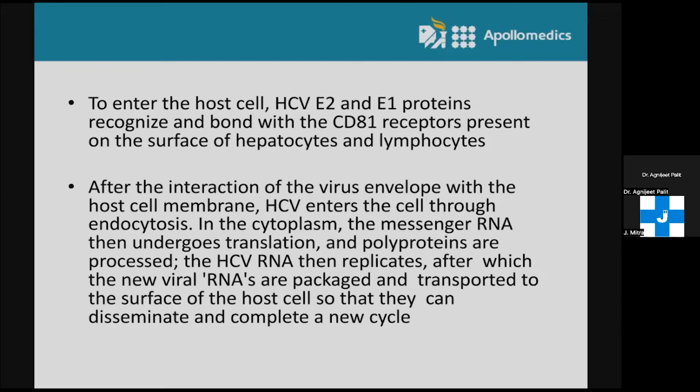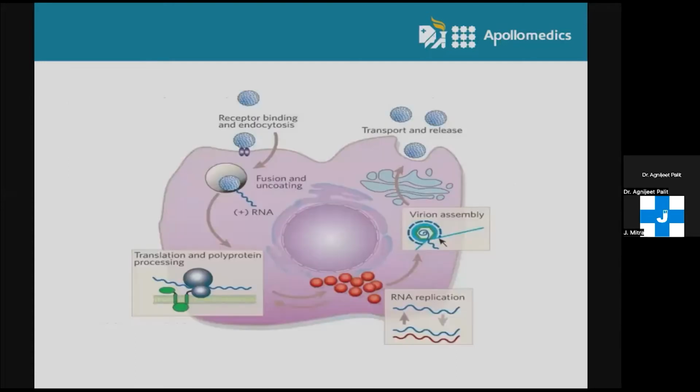After the interaction with the receptor, it enters through receptor-mediated endocytosis. In the cytoplasm, the mRNA undergoes translation, the polyproteins are processed, and the HCV RNA then replicates, after which new viral RNAs are packaged and transported to the surface of the host cell so that they can disseminate and complete a new cycle. So this is the picture. As you can see, the virus enters via receptor-mediated endocytosis, is released into the cytoplasm, undergoes translation, followed by RNA replication, virion assembly, and finally transport and release.